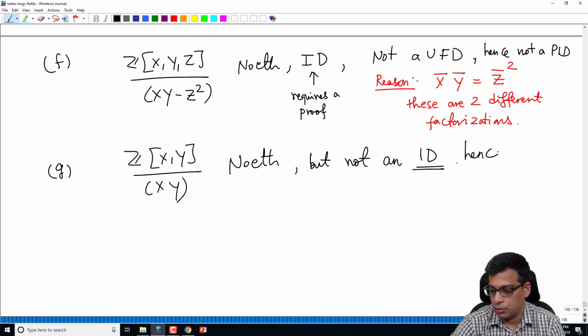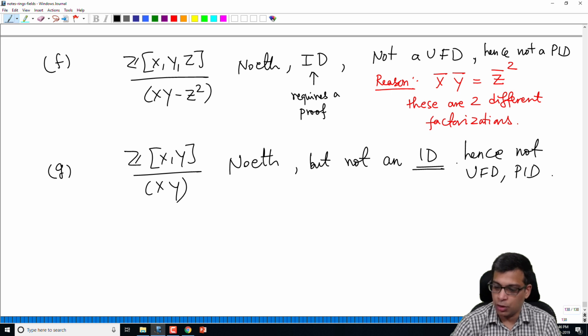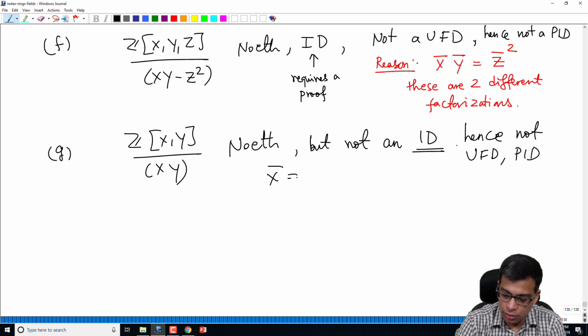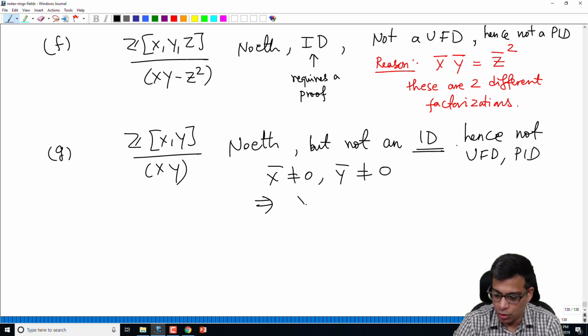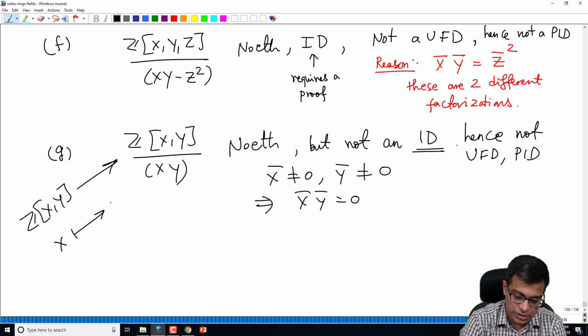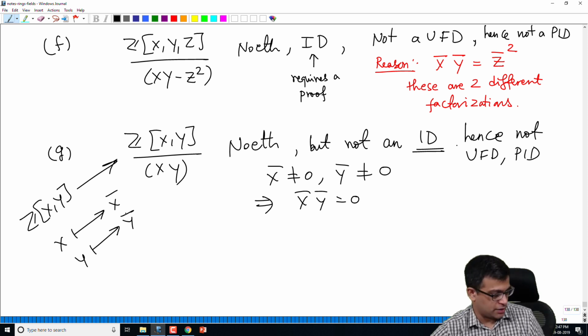and hence not a UFD or PID also, because in UFD and PID, the D stands for domain. So something that's not an integral domain cannot be a UFD or PID. Why is it not an ID? Because x bar and y bar are not 0, but x bar y bar is 0. When I write bar, I mean simply the images under the natural map from Z[x,y] to this, the residues of x and y.